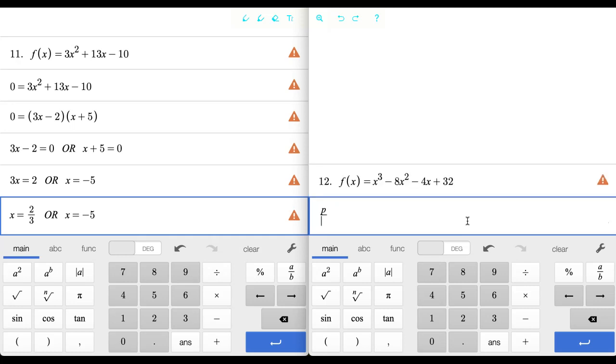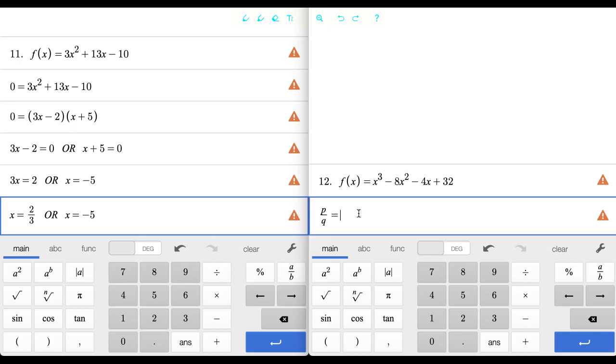But the possible roots are based off this last p value and this first q value, right? So you can actually have possible roots of all the factors of 32 over all the factors of 1. There's an invisible 1 here, okay?